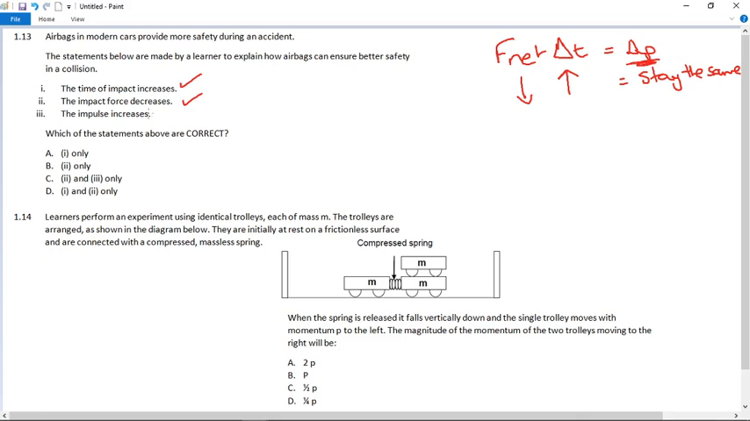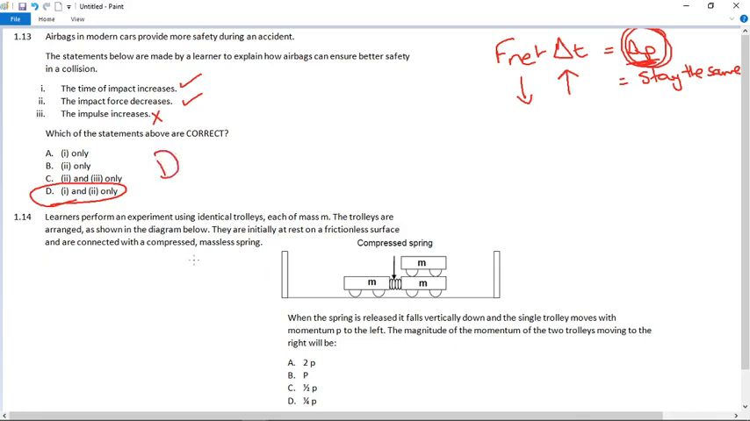Okay, those look good. But now what about the impulse increases? No. What is impulse? Impulse is this delta P. That impulse is going to stay the same because you are the same mass in the accident before and after, and your velocity goes from whatever it was, very speedy, to 0. So the only option that gives me 1 and 2 only is D.